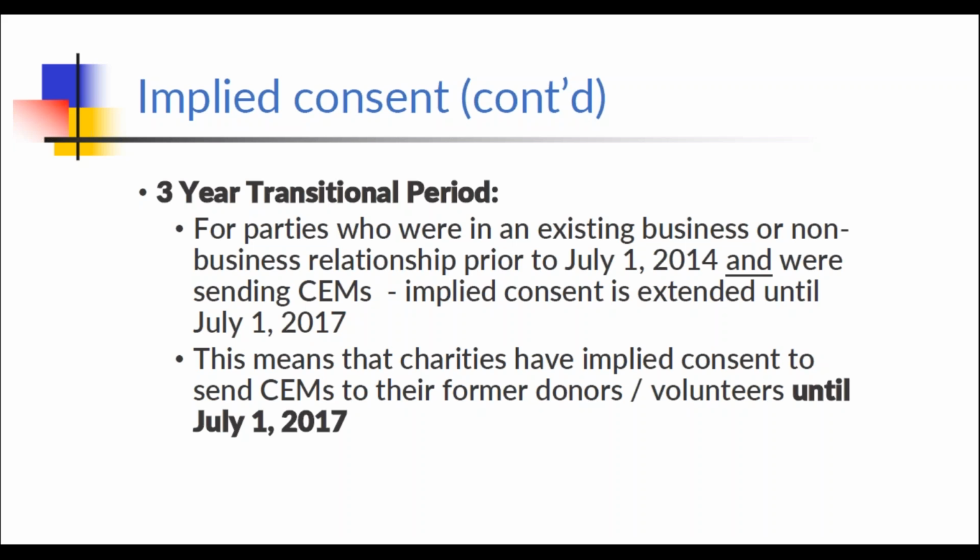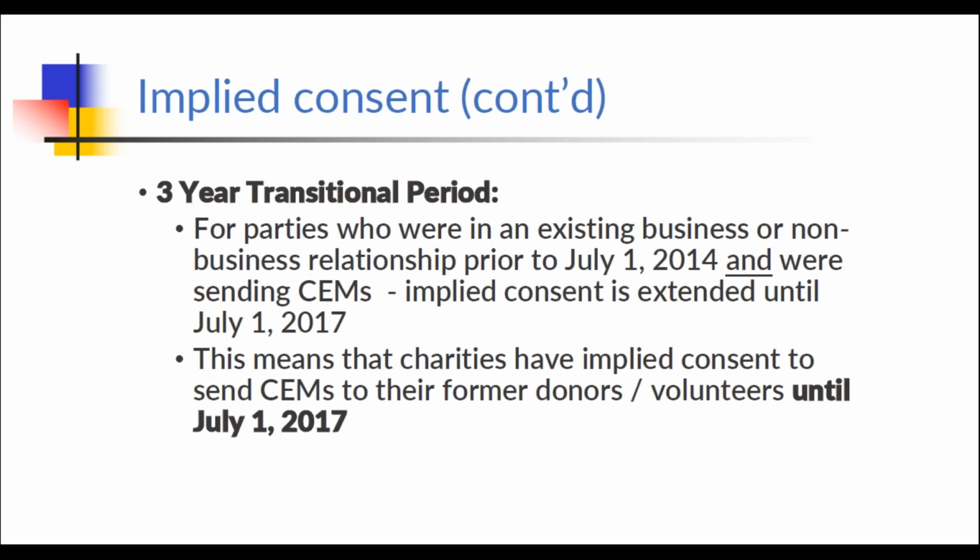Well, the good news is yes, you can, but only until July 1, 2017, because the transitional period said that so long as they were your members before July 1, 2014, you have an implied consent to send them CEMs until July 1, 2017. But starting July 2nd, 2017, you better stop sending them emails, because at that point you're violating CASL.